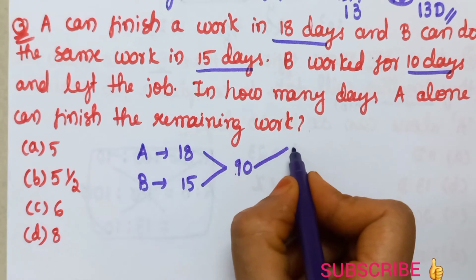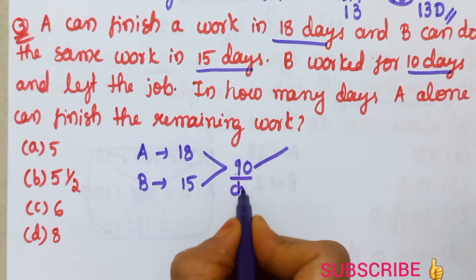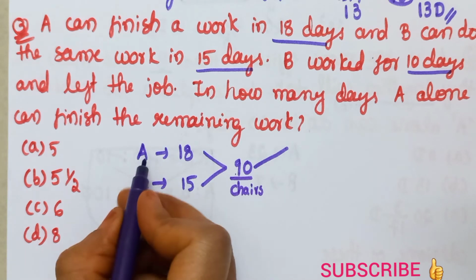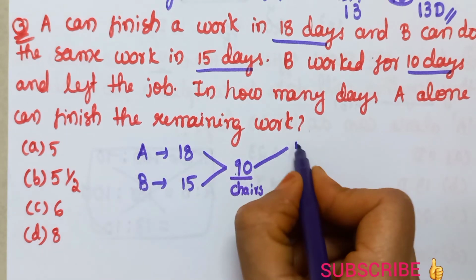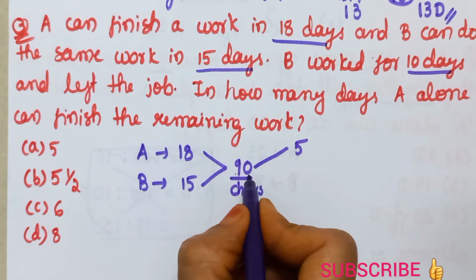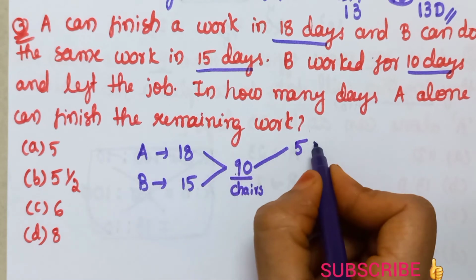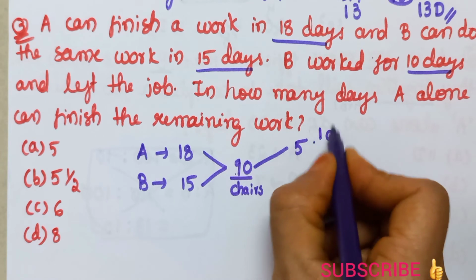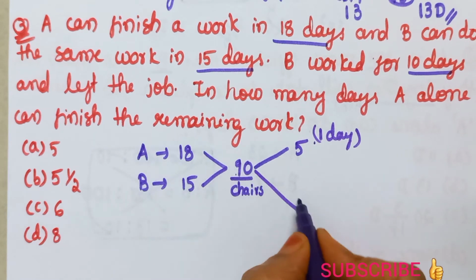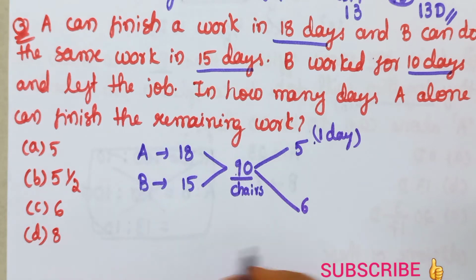So A can do, suppose these are the chairs, that means here we are assuming that the work done is the number of chairs. So A has made 5 chairs in a day, because 18 into 5 is 90. So A made 5 chairs in a day, that means the 1 day work for A. Similarly, B can do 6 chairs per day.